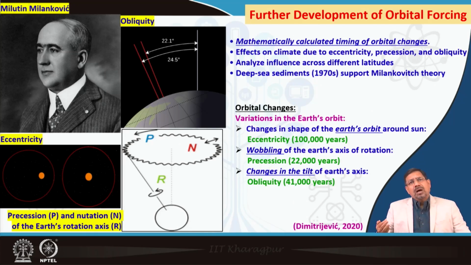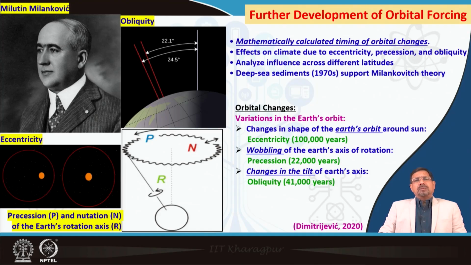And then also the support came from the deep sea sediments in 1970, and that sediment-based analysis or lab analysis has supported this Milankovitch theory. So, let us first understand what these three types of variations are in terms of the Earth's orbit.